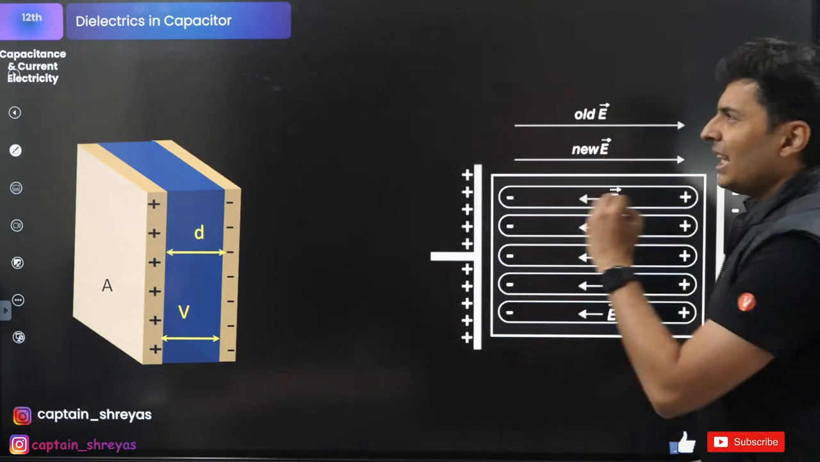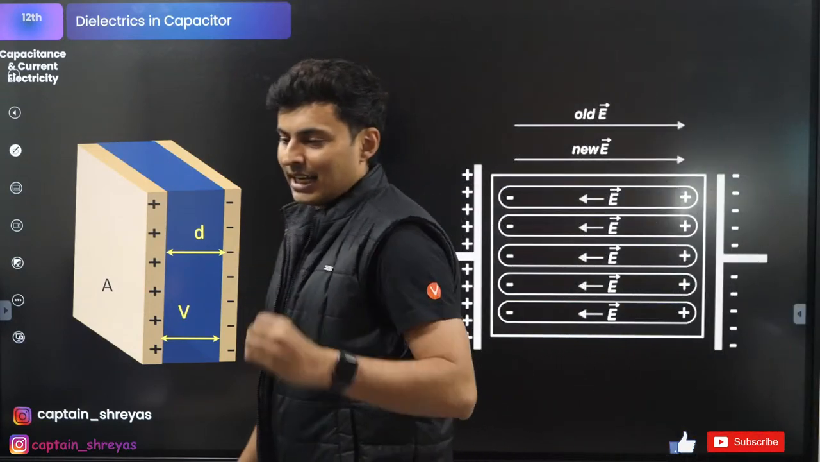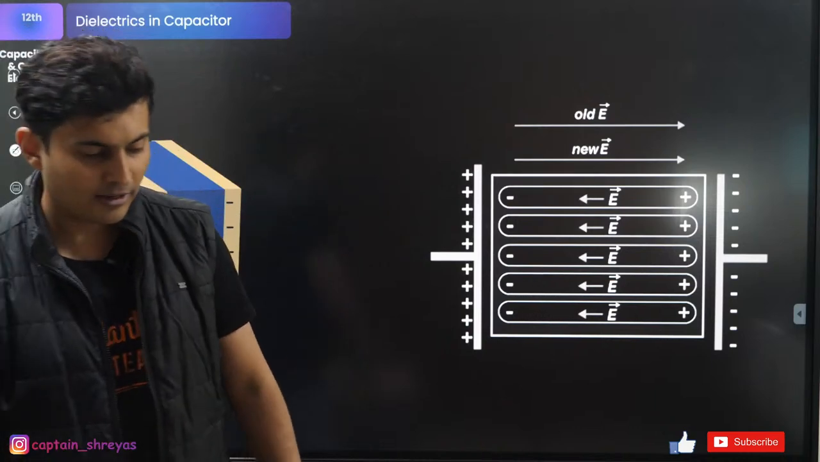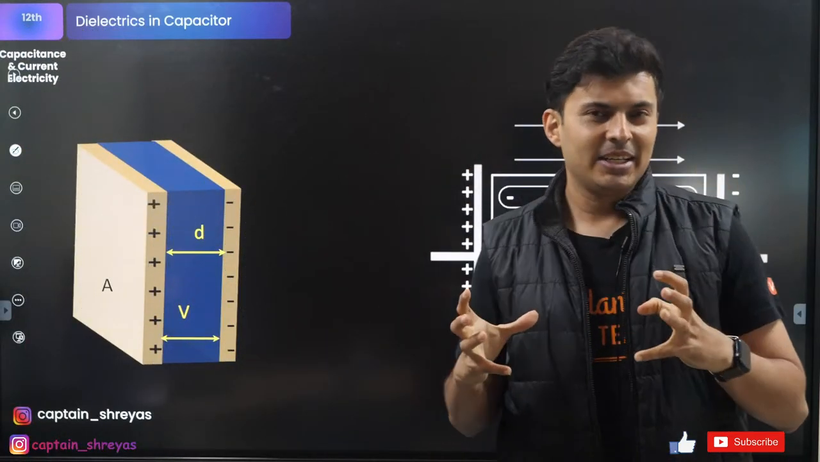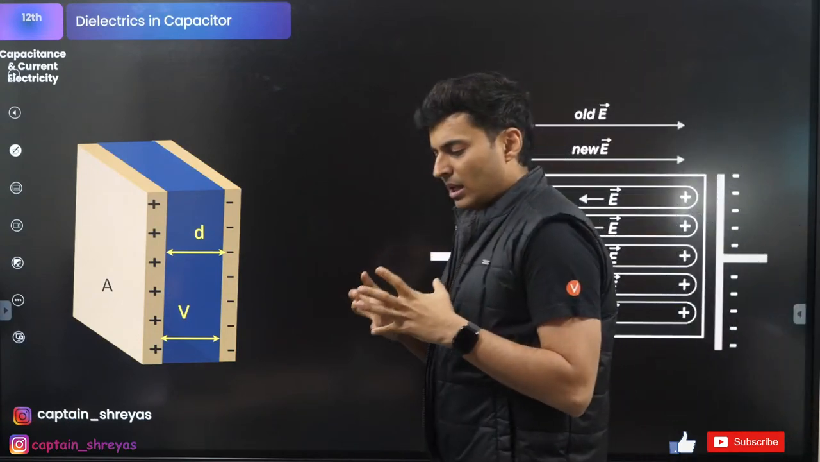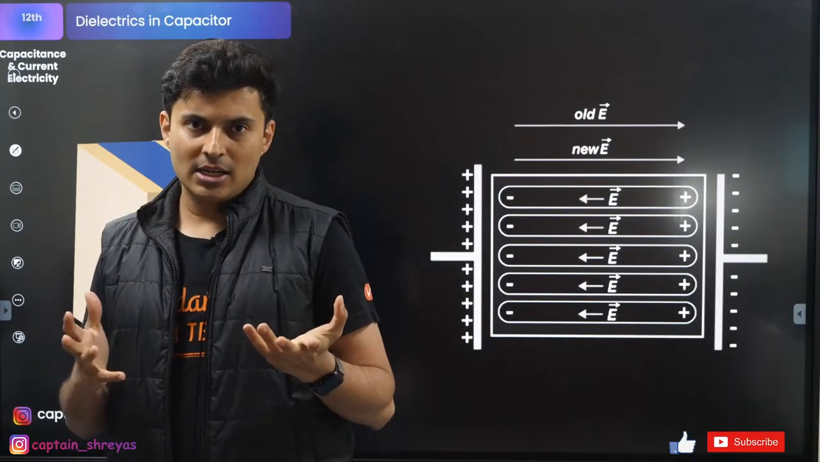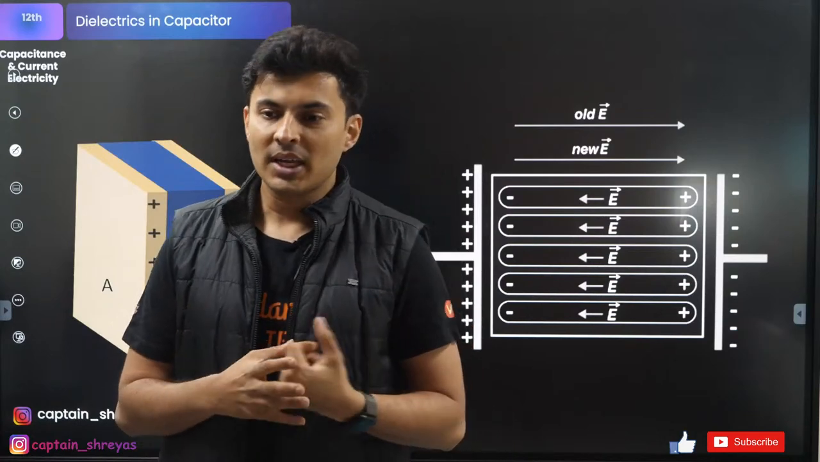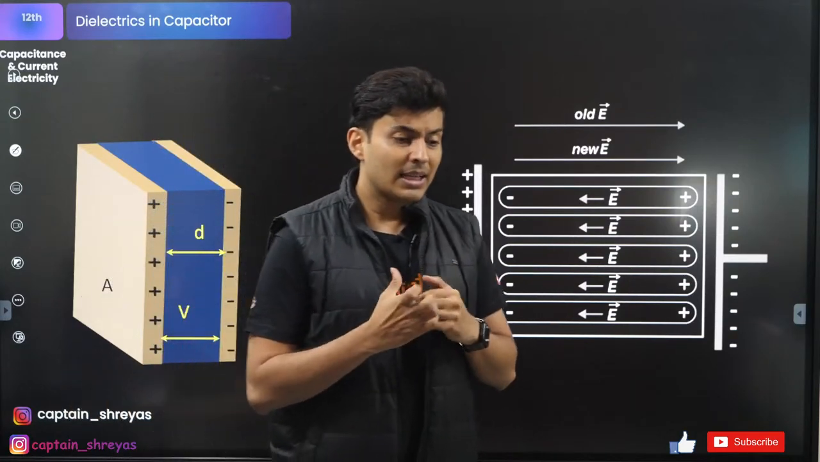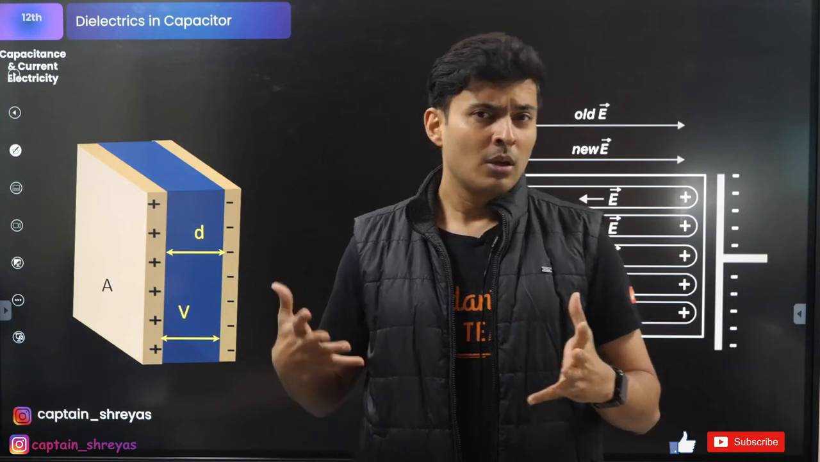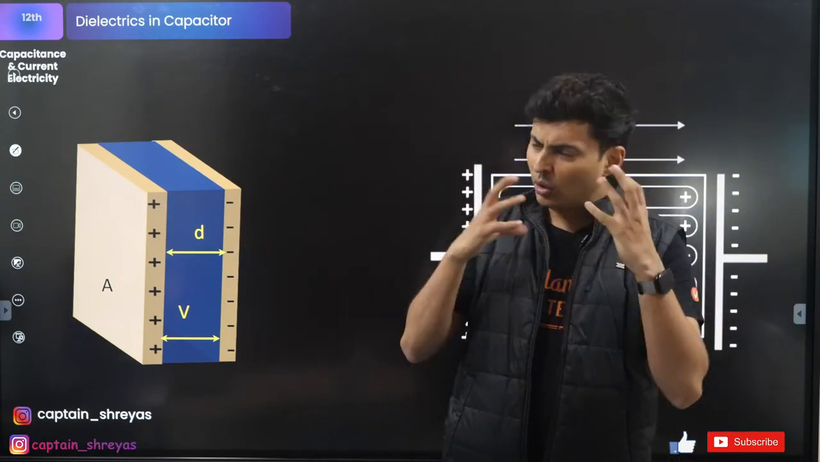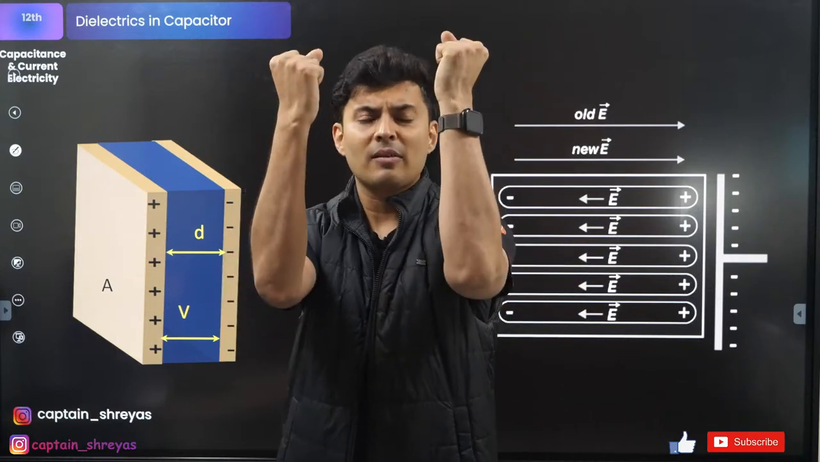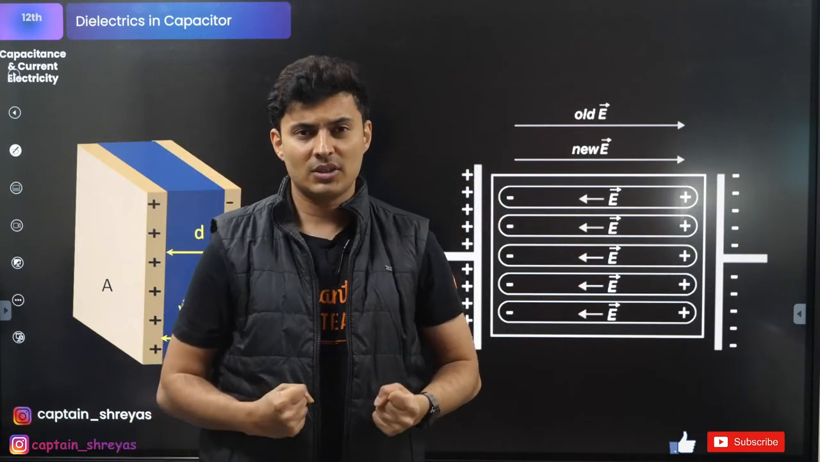Next is dielectric. Next is dielectric. Now, a dielectric is nothing but a non-conductor or an insulator, and it gets polarized when an electric field passes through it, because of which the electric field strength reduces.